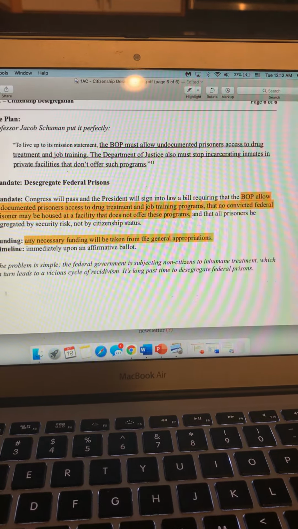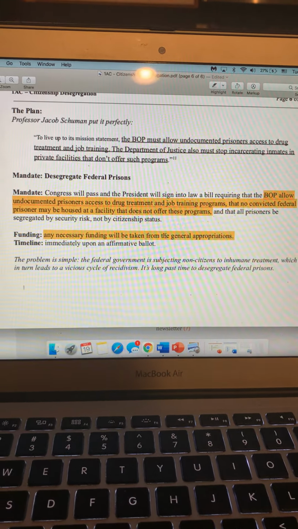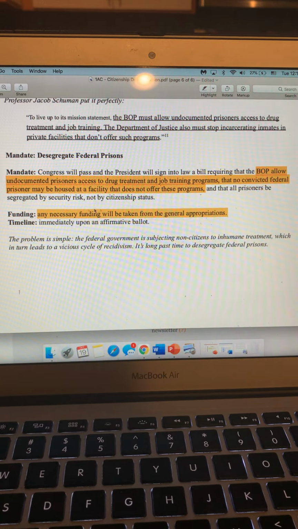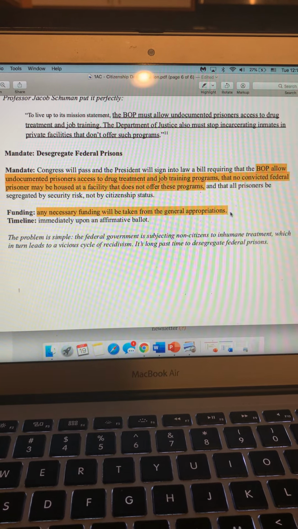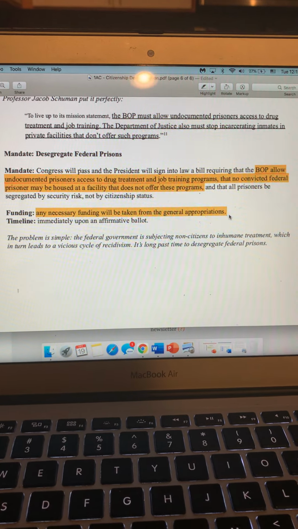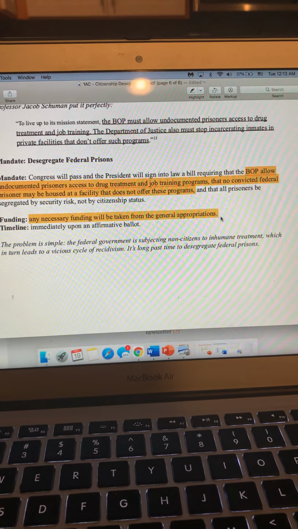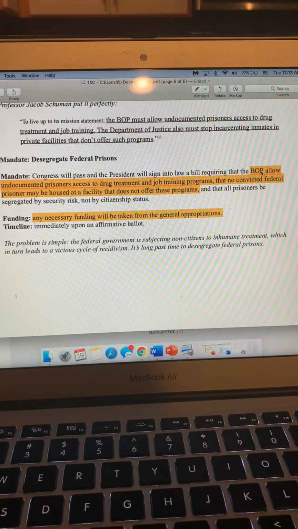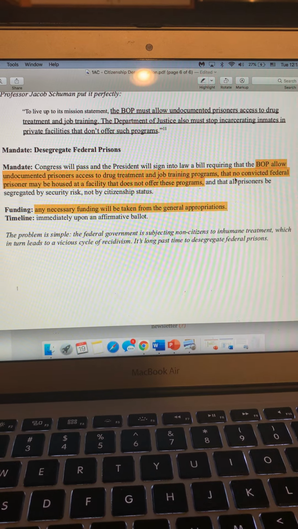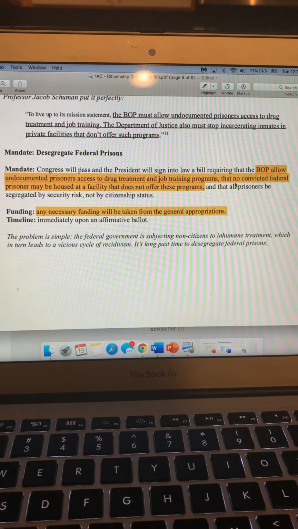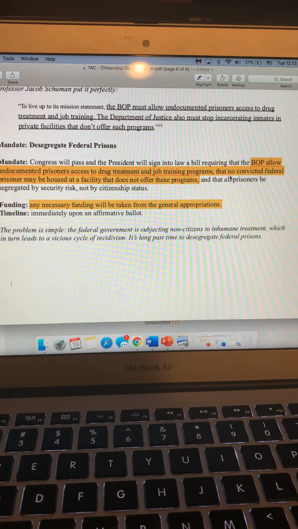So anyway, look through your evidence, look through the 1AC, look for possible harms, look at the mandates. Again, here, access to necessary funding will be taken from the general appropriations. We know that the U.S. government is running at a deficit, and there isn't extra money in the general appropriations. The other thing about this, it says the Bureau of Prisons will allow undocumented prisoners access to drug treatment and job training programs, that no convicted federal prisoner may be housed in a facility that does not offer these programs.